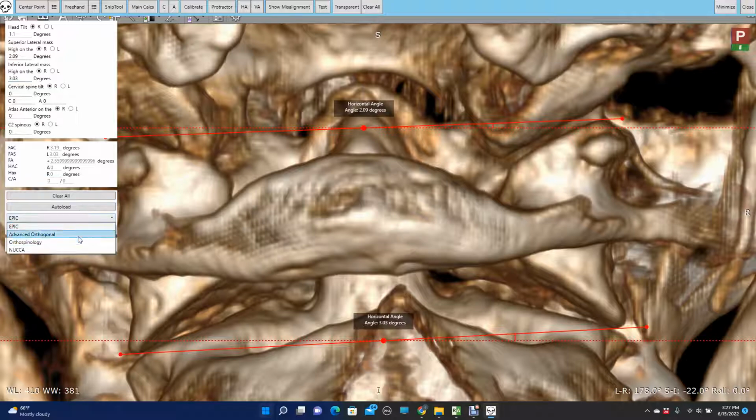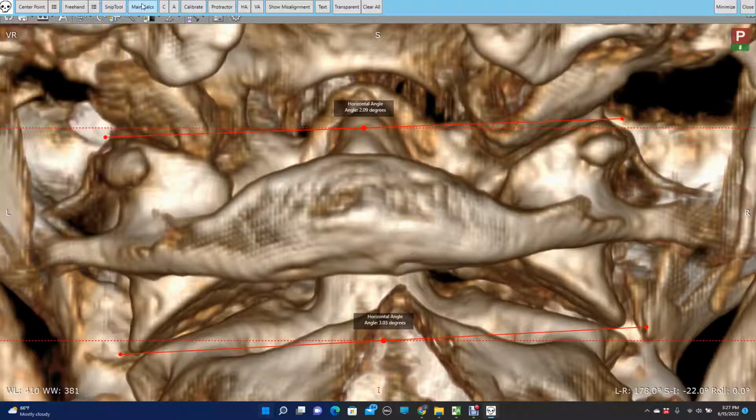So let's see this in a different language. We have a head tilt to the right of 1.1, and it's high on the right of 2.09, so that gives her a laterality of 3.19. We need to measure her cervical spine, her C/A, her rotation, and her spinous, so let's get to work.